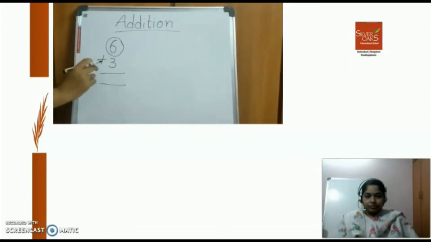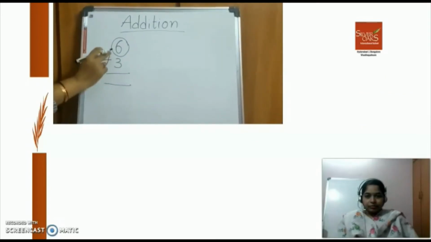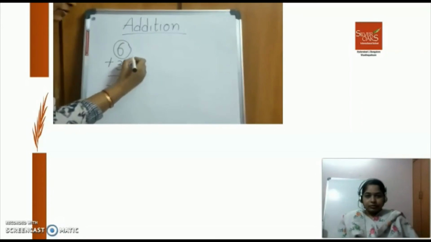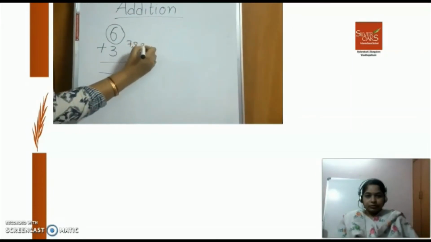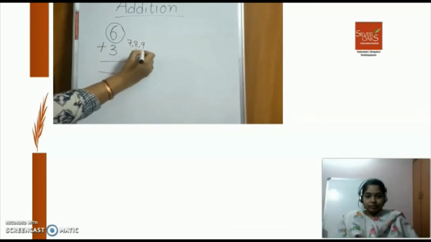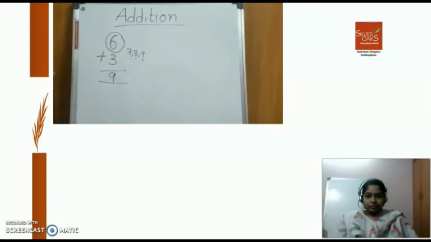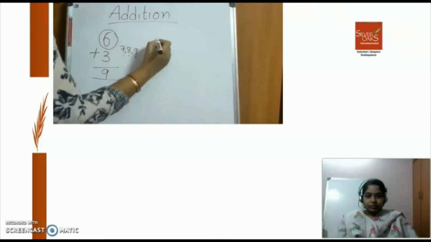Now, from 6, you have to count forward. How many times do you have to count? You have to count 3 times forward. So, after 6, the number is 7, 8, 9. So, the answer is 9. 6 plus 3 is equal to 9.